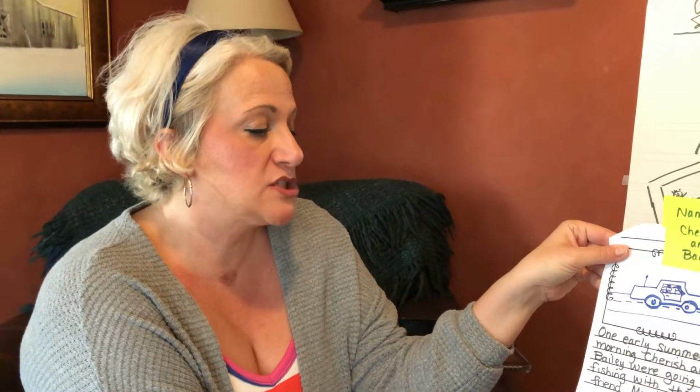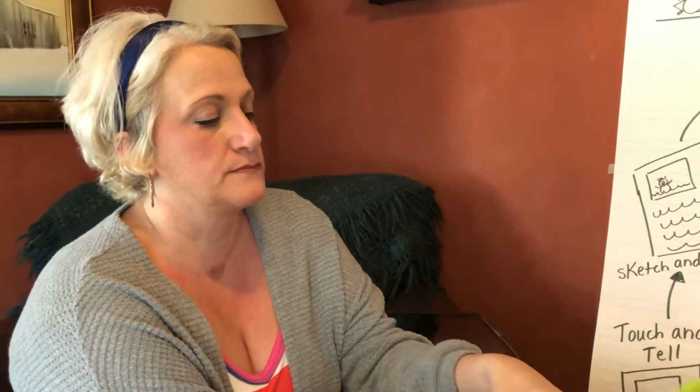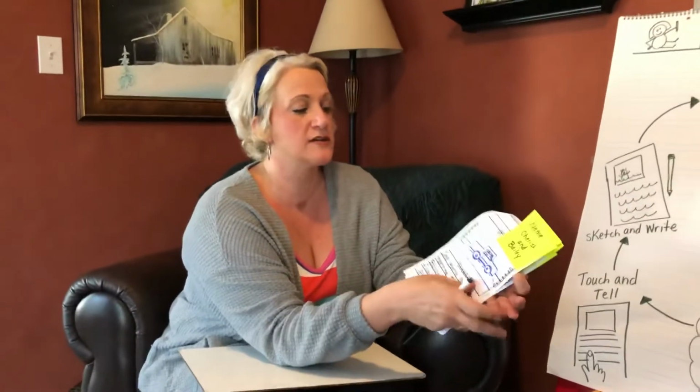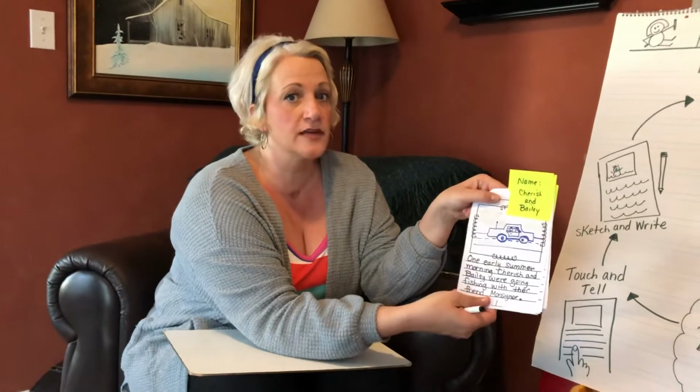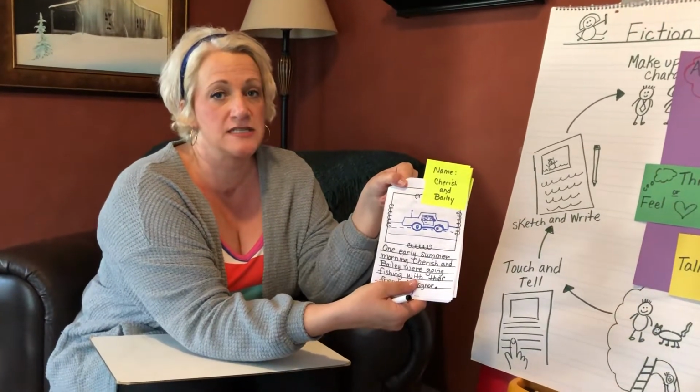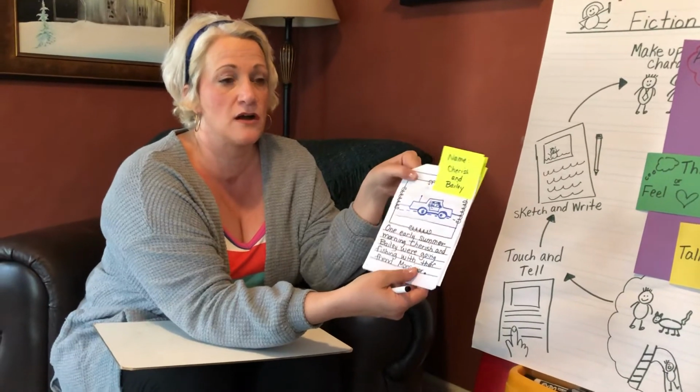Now let's reread the beginning of my story. One early summer morning, Cherish and Bailey were going fishing with their friend Monsignor. It was really early in the morning. The sun was just coming up. The air felt chilly as they drove to the lake. So you can see, just like in our story with Mr. Putter and Tabby, now our reader can really picture what that setting is like because we brought it to life with more detail about what was going on, what we saw, what we felt.